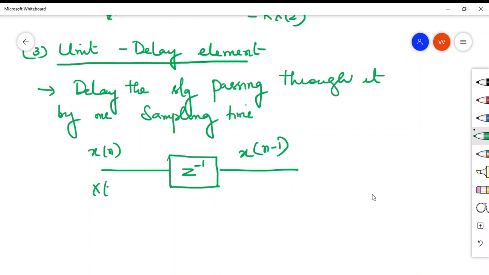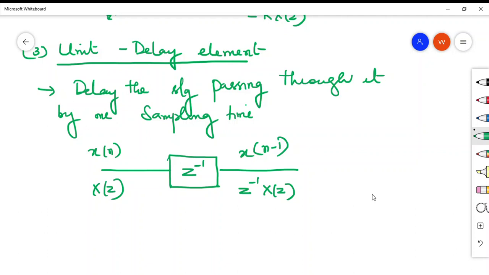Now if you are representing it in the Z domain, that is x of z, then you pass it through the unit delay element, you are supposed to obtain z inverse times x of z. Now this is just the transformation: x of n minus 1 in time domain will be represented in z domain as z inverse x of z. So you can take it like that also. So these are the three basic elements that will be used for representing a difference equation into a network form.